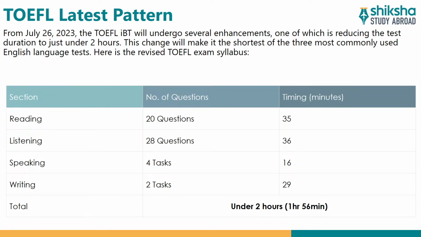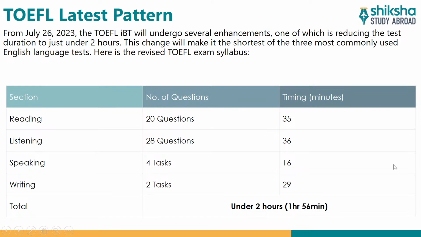You used to get one independent and one integrated task. Now we have one more task instead of your independent task: writing for an academic discussion. That is the name of the task which has been introduced in the TOEFL writing, and the minutes you get are 29. So that is approximately half an hour for your writing paper.